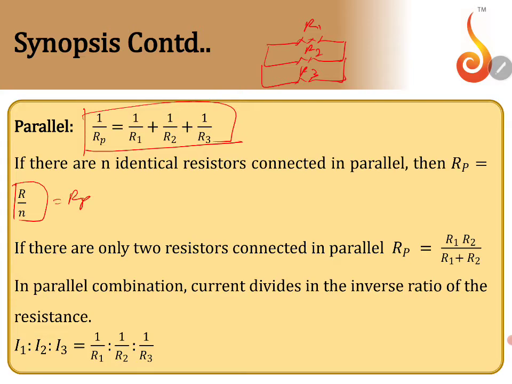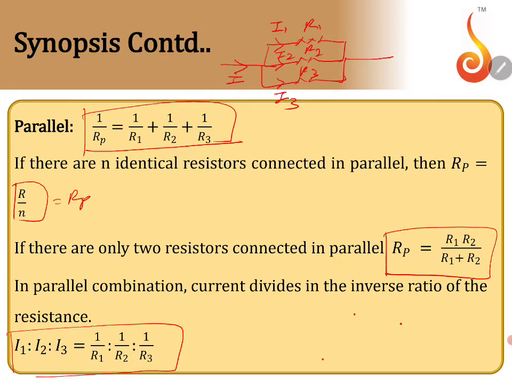Now if there are only two resistors, then we can use this particular formula, R1 R2 by R1 plus R2. Now let us imagine there is a current I that enters into R1, R2 and R3, and I1 is the current flowing through R1, I2 is the current flowing through R2 and I3 is the current flowing through R3. Then I1 is to I2 is to I3 will be equal to 1 by R1 is to 1 by R2 is to 1 by R3.